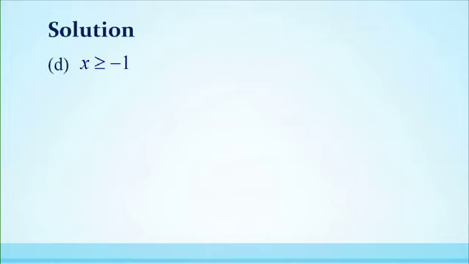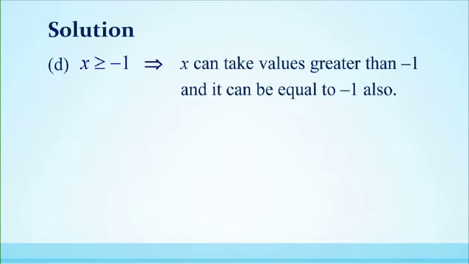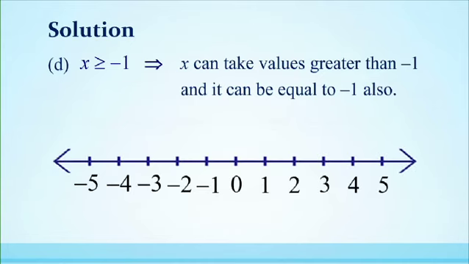Now, x is greater than or equal to minus 1. So it means that x can take values greater than minus 1 and it can also be equal to minus 1. Now you're experts in that, so we put the circle, the shaded one, on minus 1 and then you move to the right.